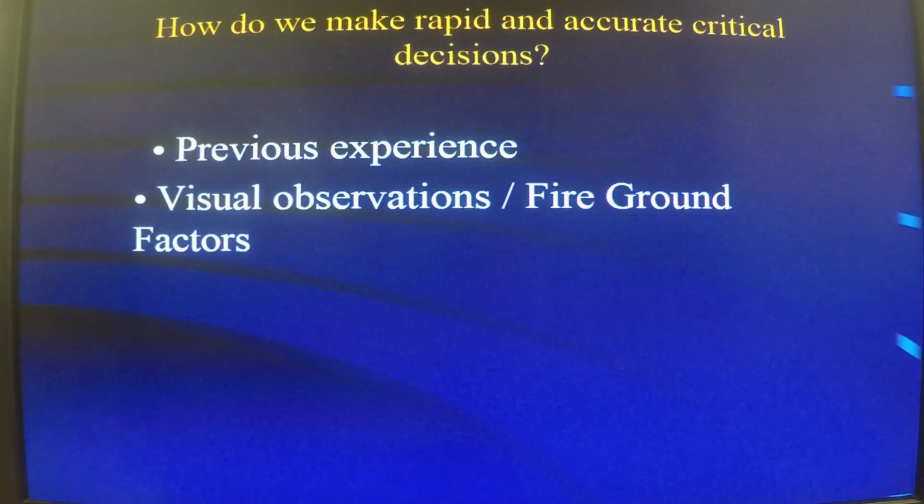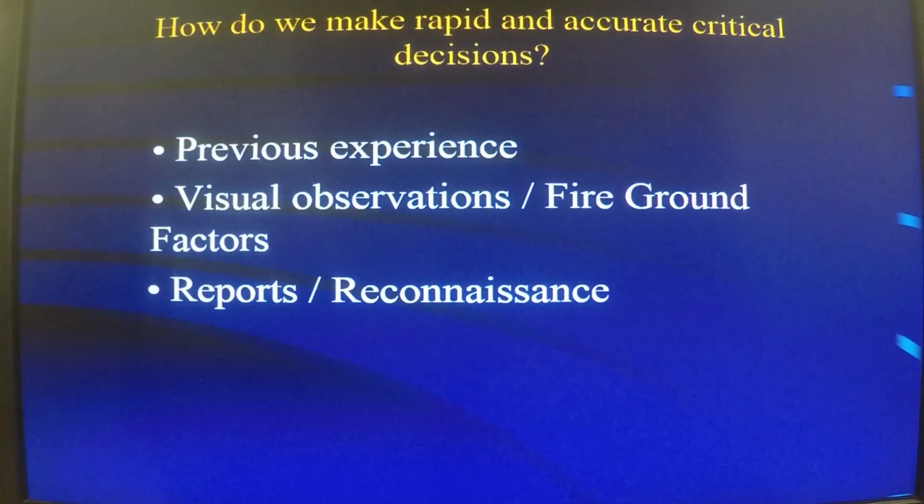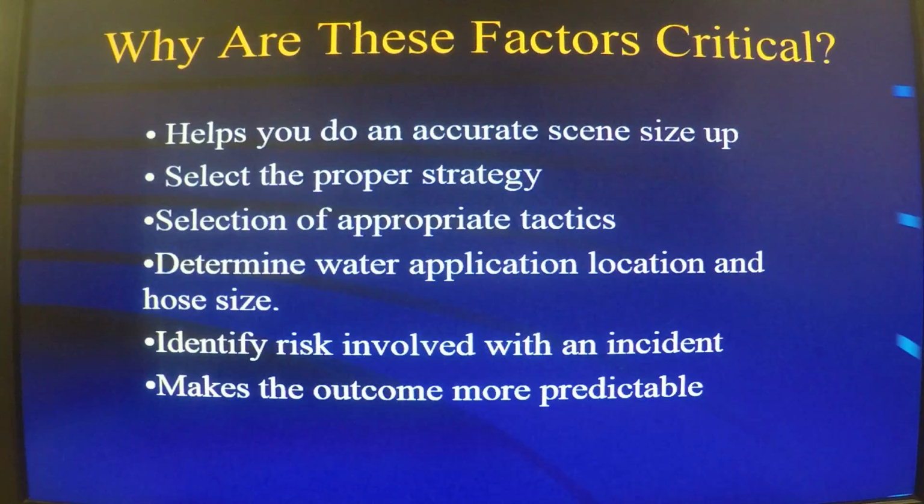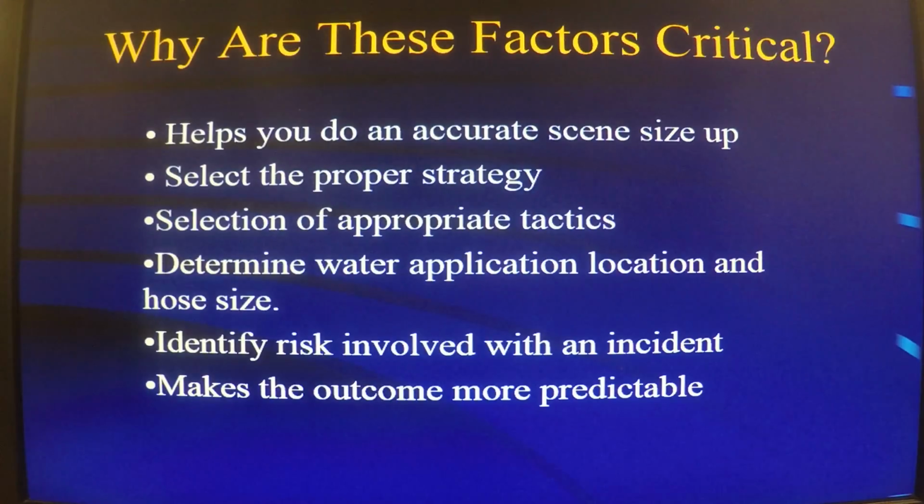So we use visual observations, our reconnaissance stuff, fire ground factors. We use reports that we get, and then of course our recon that we do. And then pre-incident planning, which we talked about already. So why are these factors critical? They help you do an accurate scene size up. They help you select the proper strategy. They assist in the selection of the appropriate tactics, how you're going to approach the event, how you're going to mitigate that hazard basically. They assist in determining your water application, location, and size.